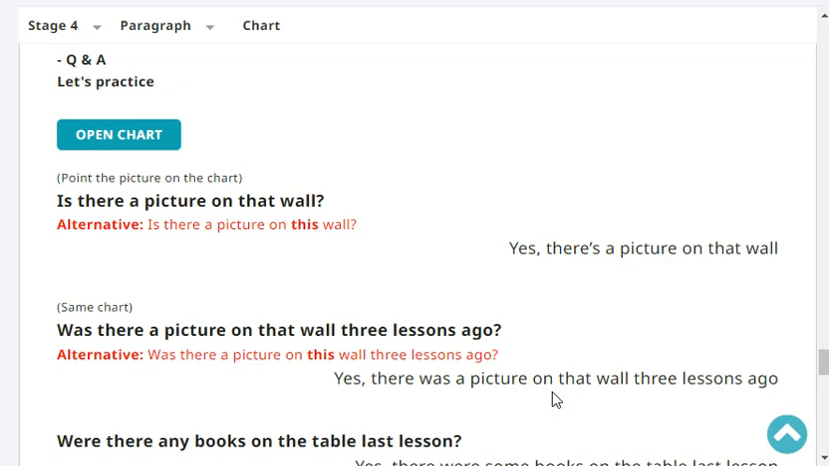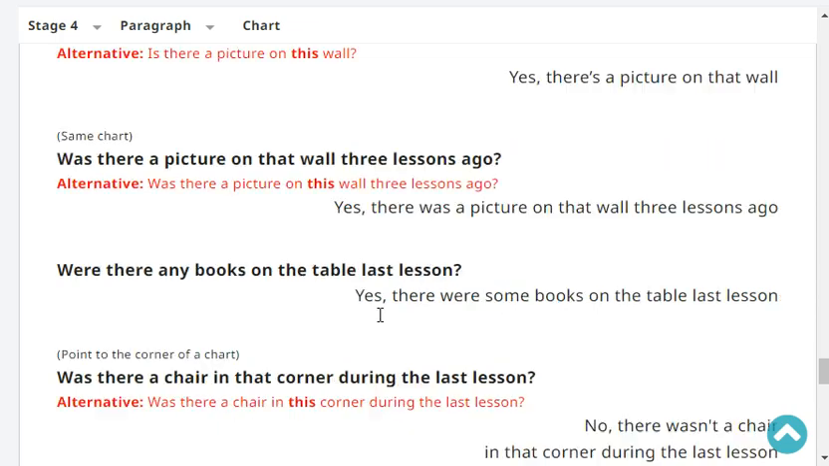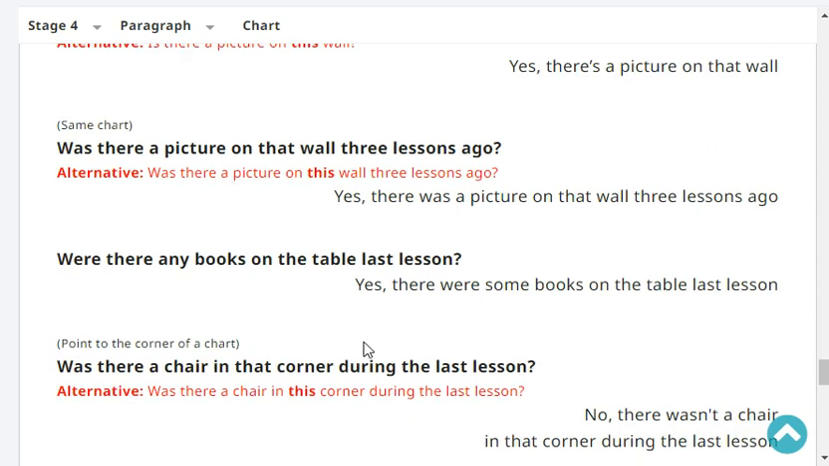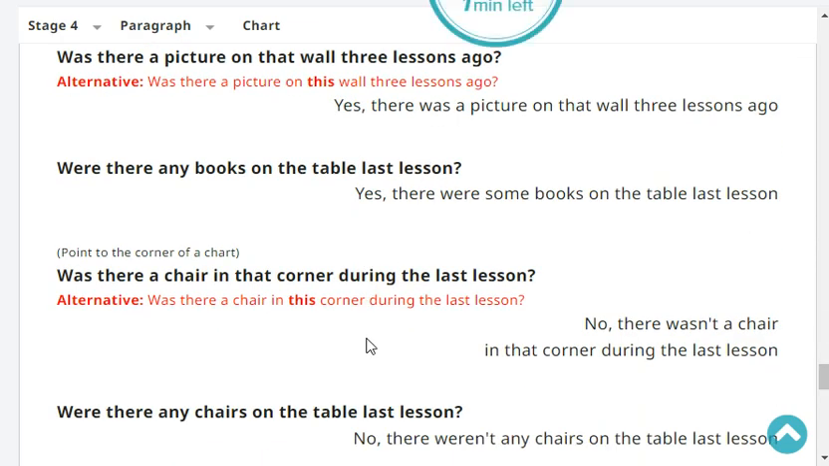Was there a chair in that corner during the last lesson? No, there wasn't a chair in the corner during the last lesson. Were there any chairs on the table last lesson? No, there weren't any chairs on the table last lesson.